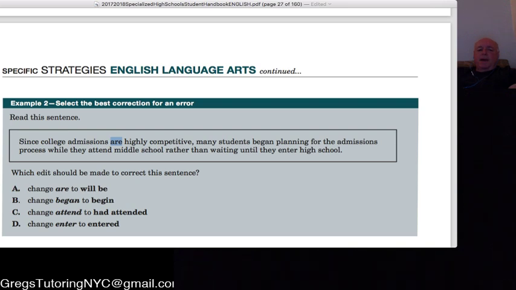Okay, B, began. So we're going to leave R as it is. So since college admissions are highly competitive, many students began planning for the admissions process while they attended. Well, began is in the past, and it's talking about something occurring now. So that doesn't seem like the correct correction. So we got B here so far. Okay, change attend.